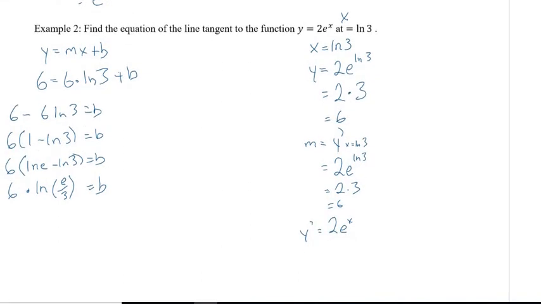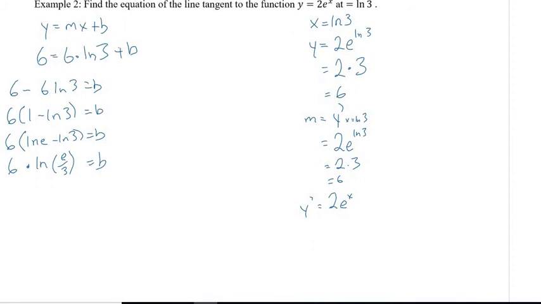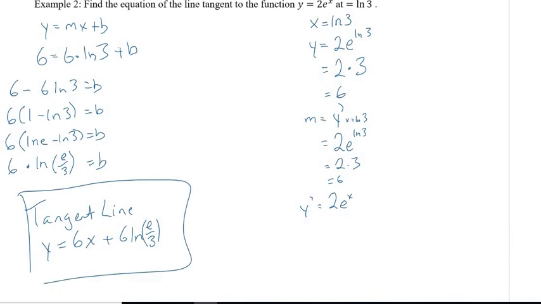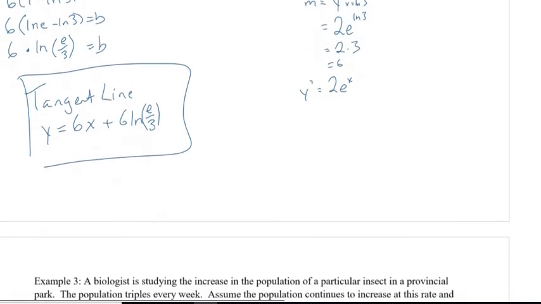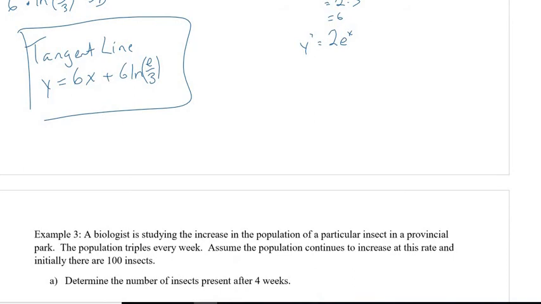So in this case, our y-intercept is 6 times the natural logarithm of e over 3. So now we have the slope, we have the y-intercept, so our tangent line is y equals 6x plus 6 natural logarithm of e over 3. That's all there is to it. Same basic principles, just the differentiation looks a little bit different. But overall, not too much more difficult than you've seen before. Just as long as you know how to work with your logarithms, then you're okay.